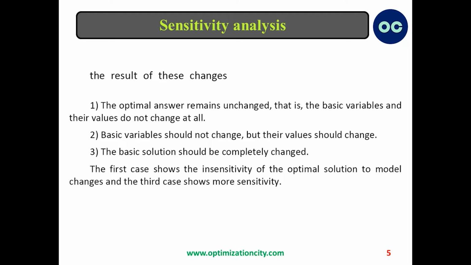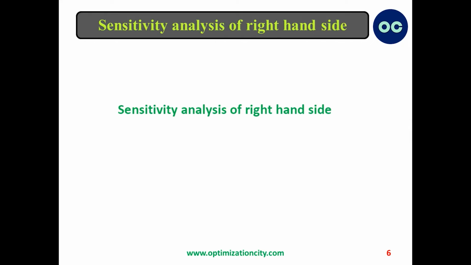The first scenario demonstrates that the optimal solution does not need to change in the model, indicating a high level of stability. On the other hand, the third case reveals a greater degree of sensitivity, requiring significant modification to the basic solution in order to achieve the desired outcome. When we analyze the sensitivity of the numbers on the right-hand side, our goal is to determine how much we can change them while keeping the final table feasible. Feasible means that none of the right-hand side numbers become negative.